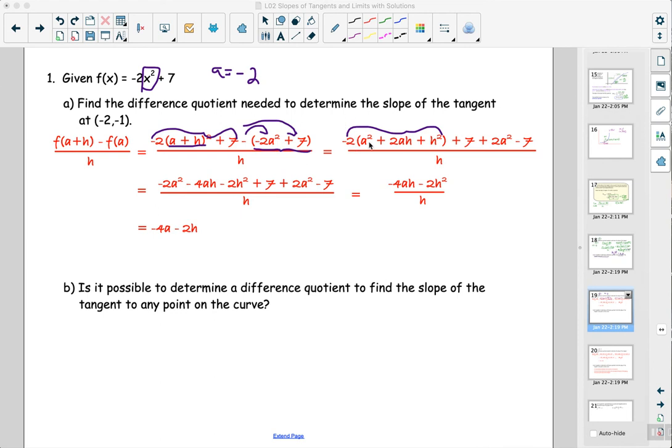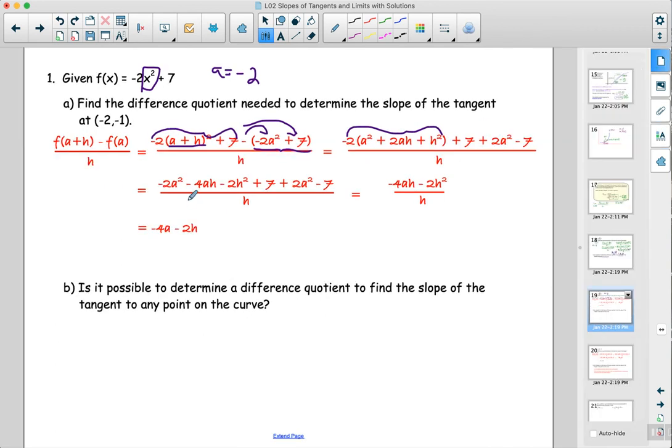So repeating, negative 2 times a squared is negative 2a squared. Negative 2 times 2ah is negative 4ah. Negative 2 times h squared is negative 2h squared. And the plus 7 plus 2a squared minus 7. Now, if you've done this right, you'll always have a check. I just want to change the color of my pen.